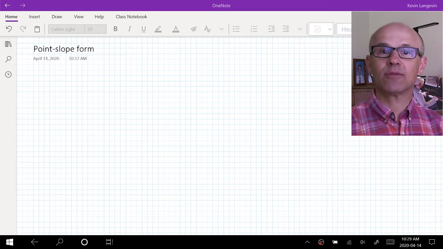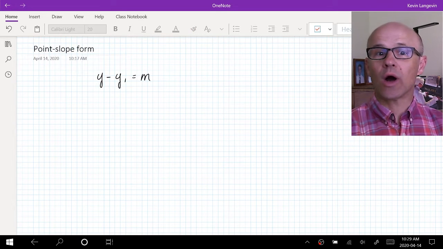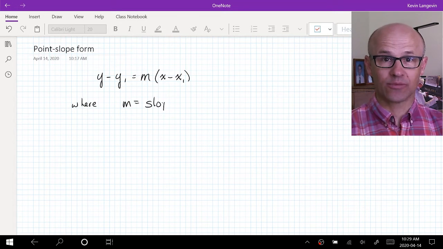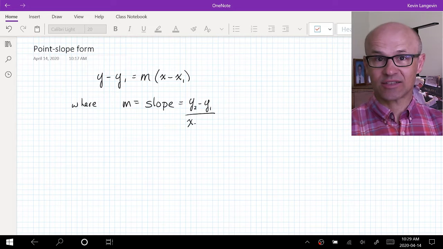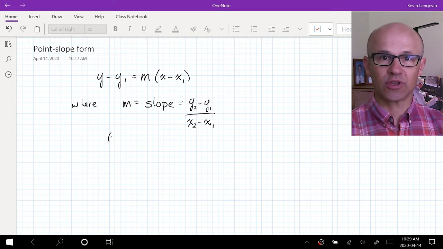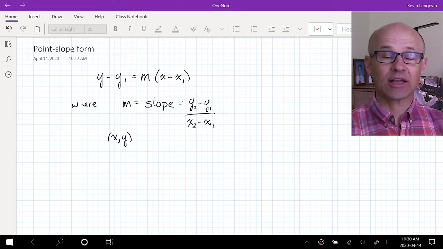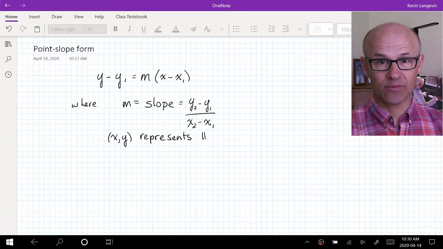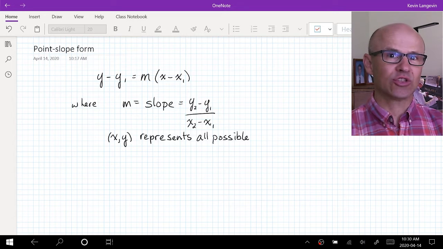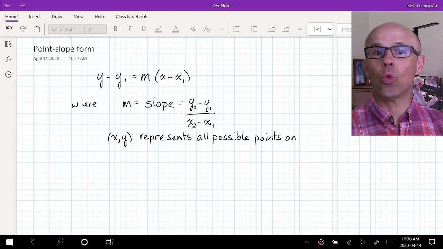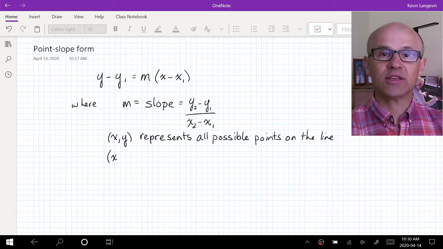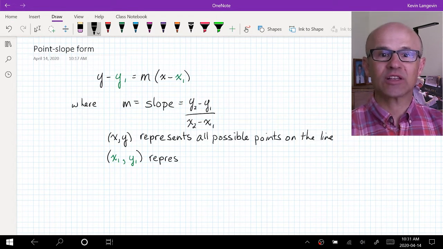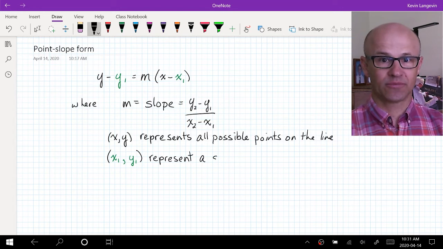Today, we're talking about point slope form. y take away y1 equals m times x take away x1. Similar to last day's lesson, m is our slope, which we know quite well by now. x comma y represents all infinite points that are on the line. And this time in the equation, we have x1 comma y1. These represent a very specific point that is on the line. It's going to be our starting point.